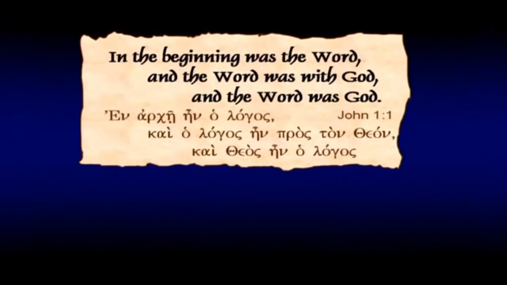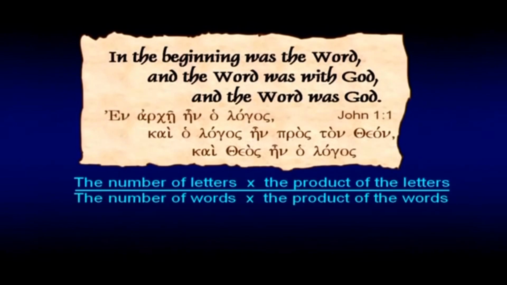And then if you move on over to John 1:1, which was originally written in Greek, and you take the same formula, the number of the letters times the product of the letters divided by the number of words times the product of the words, you get e.